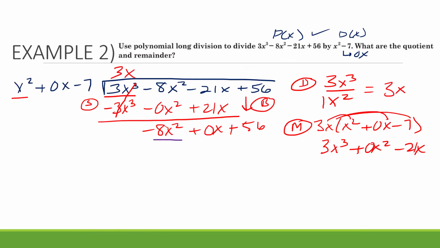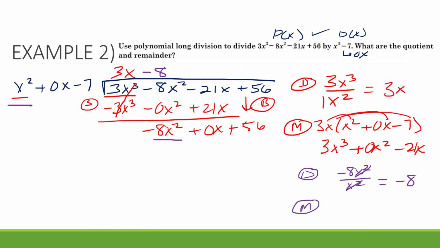So now we have negative 8x squared divided by x squared. So again, if I can't do it in my head, I'm going to write it out. Negative 8x squared divided by x squared. What does that give me? What kind of 8? A negative 8. So the next piece of my quotient would be minus 8. After we divide, the x squareds are going to do what? Have an x squared in the numerator and an x squared in the denominator, so they cancel out.